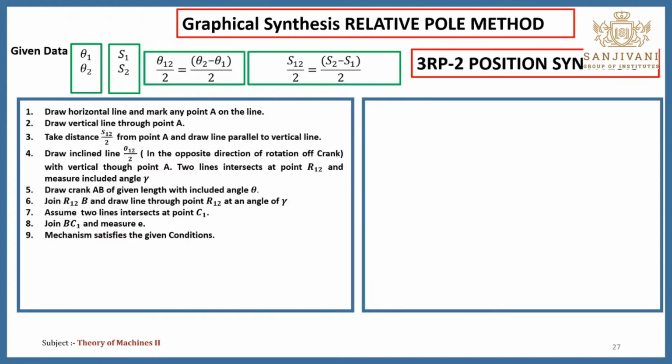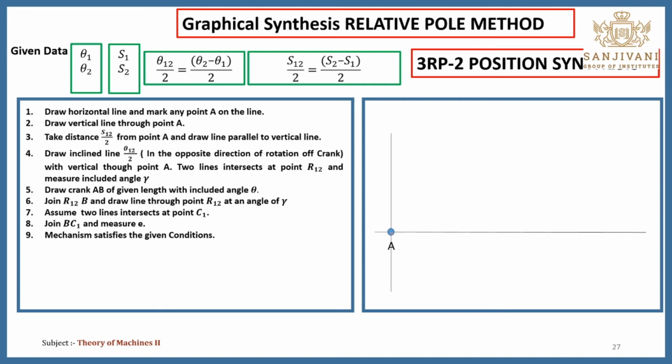Now we are going to do the synthesis of the slider crank mechanism for 2 positions using the relative pole method. Again, theta 1, theta 2, S1, S2 are given to you. Now you need to calculate theta 1 2 by 2, which is equal to theta 2 minus theta 1 by 2, and S1 2 by 2, which is equal to S2 minus S1 by 2. Now here you need to draw one horizontal line. On this horizontal line you need to fix one point A, which is the rotation point.